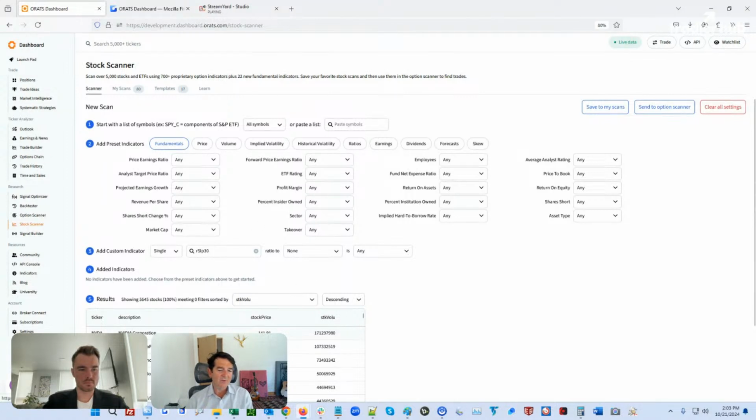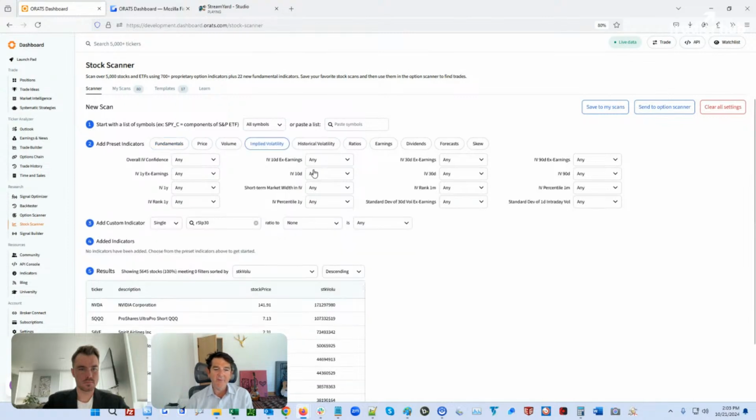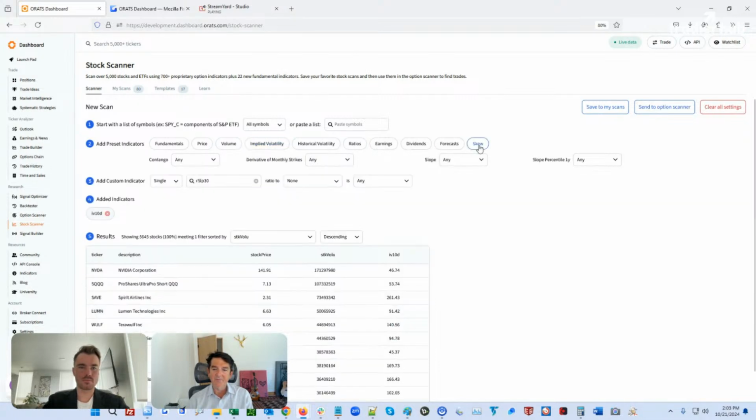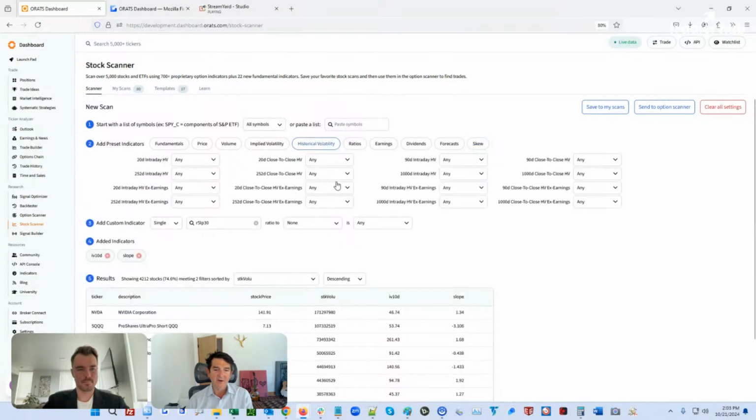So let's just say Nvidia is one of our stocks. We want to see things like implied volatility of the 10-day. So you would say display, and there's the 10-day volatility. If you wanted to see skew, you could see the slope and display that. If you wanted to see forecast of volatility, dividends, earnings, various ratios, historical volatility, let's do a 20-day intraday implied, so we could look at that. So you could see how this works.